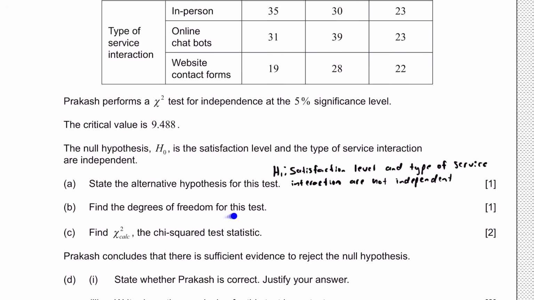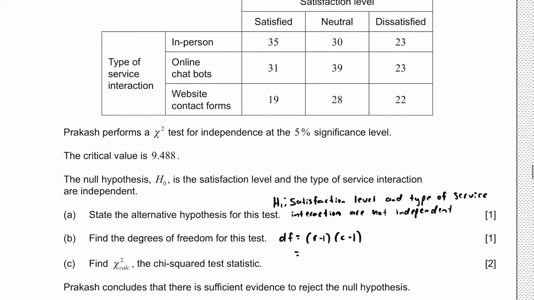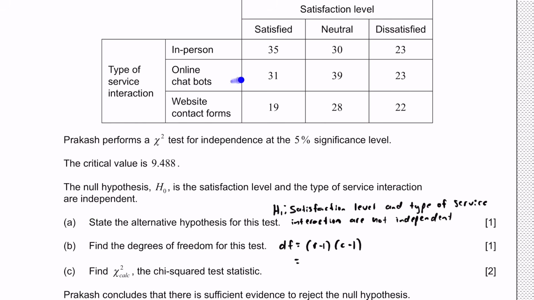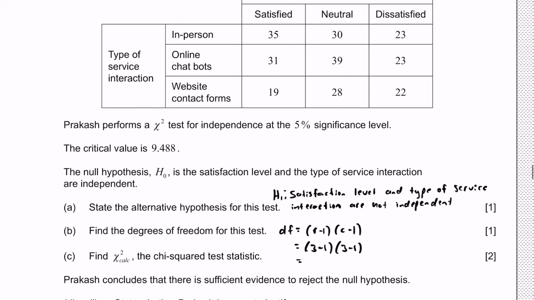Find the degrees of freedom for this test. Degrees of freedom, remember, is given by row - 1, column - 1. In this case, we have 1, 2, 3 rows, 3 - 1, and 1, 2, 3 columns. So 3 - 1. In the end, this is going to be 2 times 2, or 4 degrees of freedom. Okay.